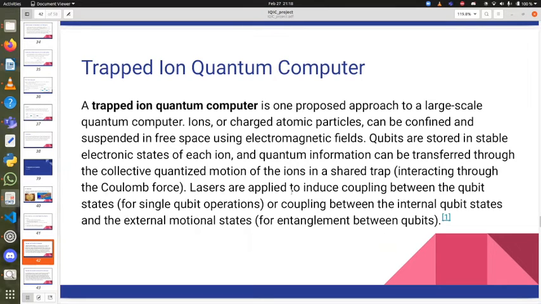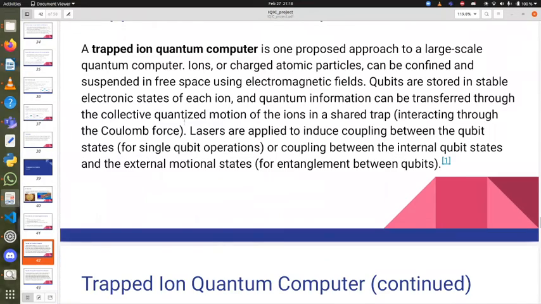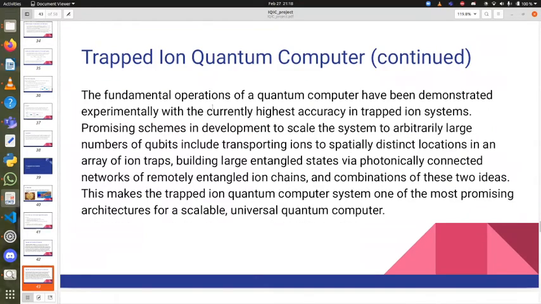Lasers are applied to induce coupling between the qubit states for single qubit operations, and coupling between the internal qubit state and the external motional state for entanglement between qubits. This says how we can generate different qubit and different phase states using a trapped ion. Lasers are very useful for that. The fundamental operations of a quantum computer have been demonstrated experimentally with high accuracy in the trapped ion system. This means that this method is very promising towards the development of quantum computers in the modern era.